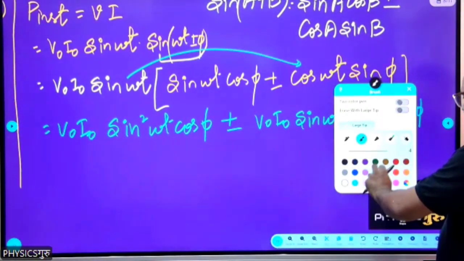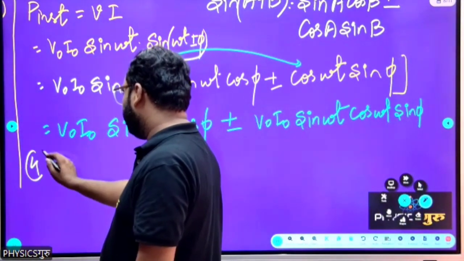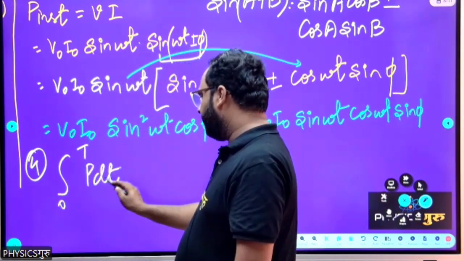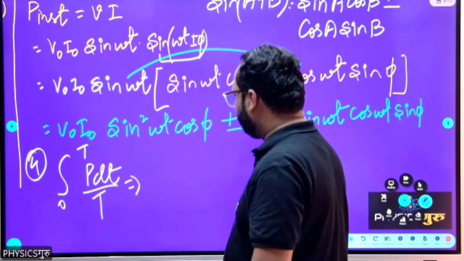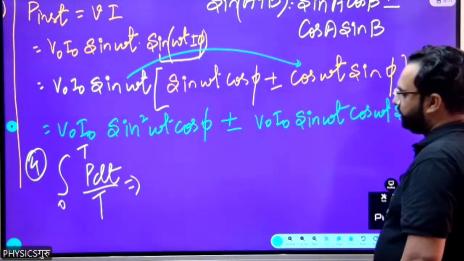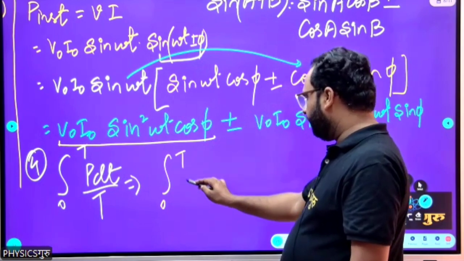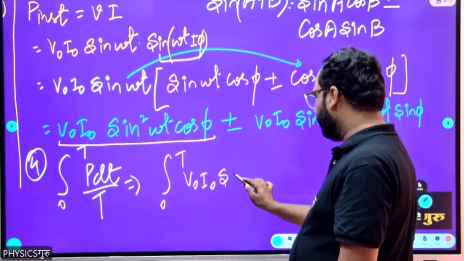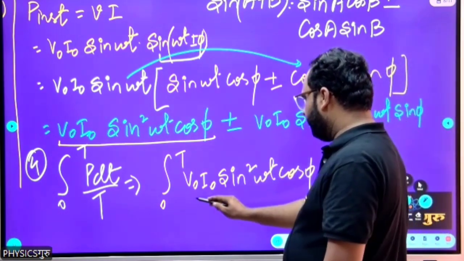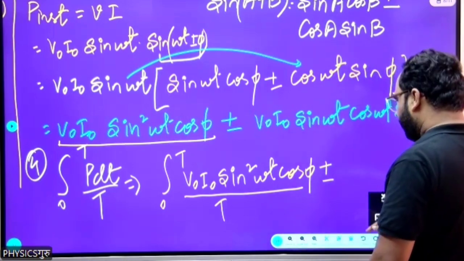So for finding the average power, this is the final stage, step number 4. We need to find the average power, the integral from 0 to T of P dt divided by capital T, right? Now we have to apply this formula for individual terms. So first, we apply this for this term: integral from 0 to T of V naught I naught sine square omega t cos phi, divided by T, plus minus.